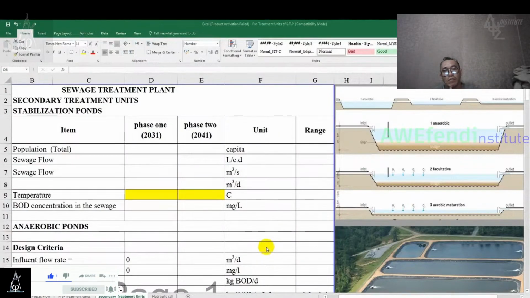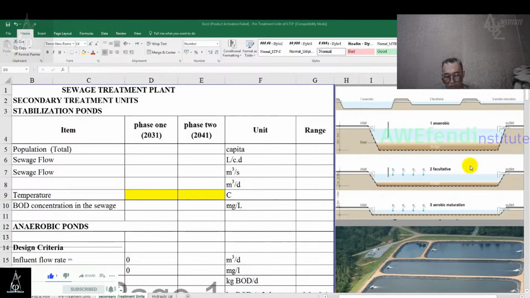Secondary treatment units, design of stabilization ponds. Stabilization ponds consist of 3 ponds: anaerobic pond, facultative pond, aerobic maturation pond. Anaerobic pond depends on anaerobic bacteria. Facultative means aerobic and anaerobic. Aerobic near the surface of the ponds and anaerobic process near the bottom of the pond.